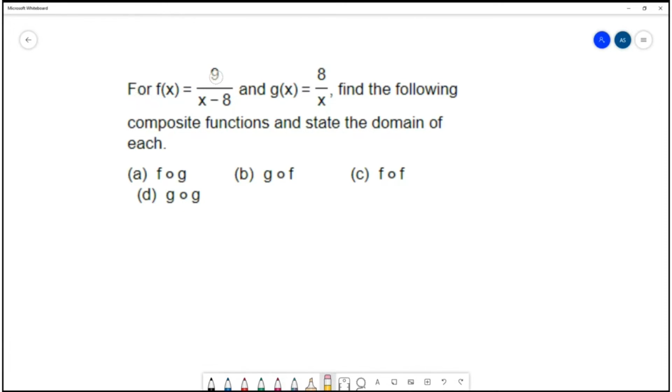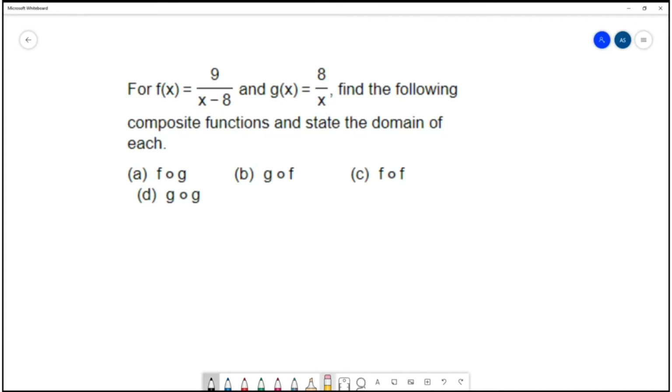For f of x equals 9 over x minus 8 and g of x equals 8 over x, find the following composite functions and state the domain of each. We want to find f composed with g, g composed with f, f composed with f, and g composed with g. So let's start by finding the composite functions.